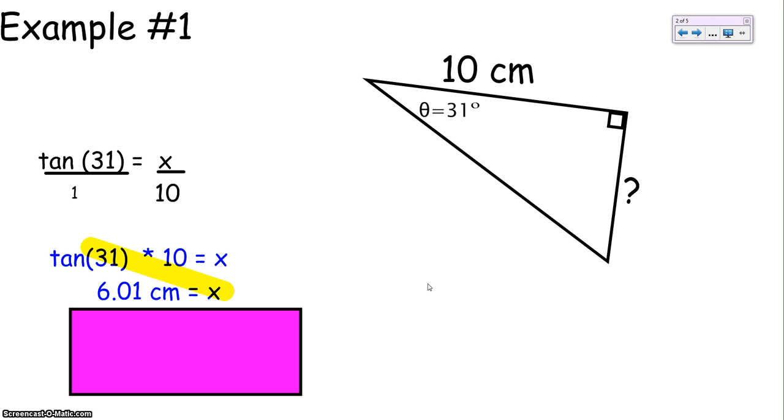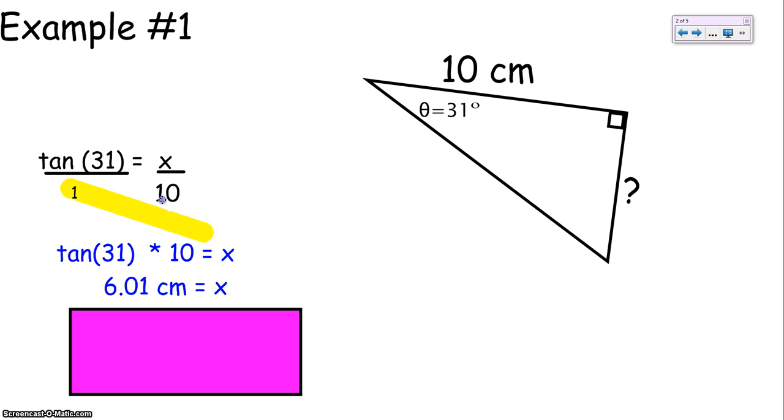I'll take this opportunity as well to share with you that you need to make sure that you have your calculator set to degrees, not radians, otherwise you're going to have issues with this.